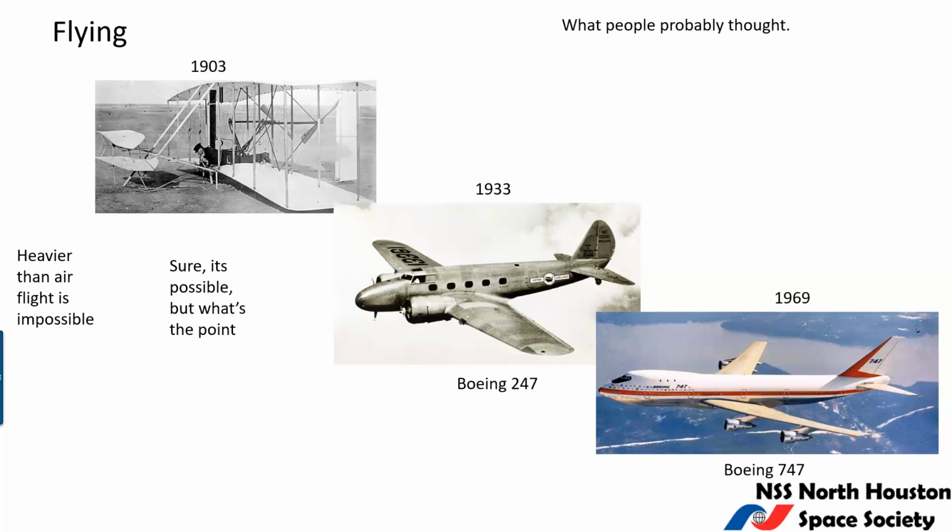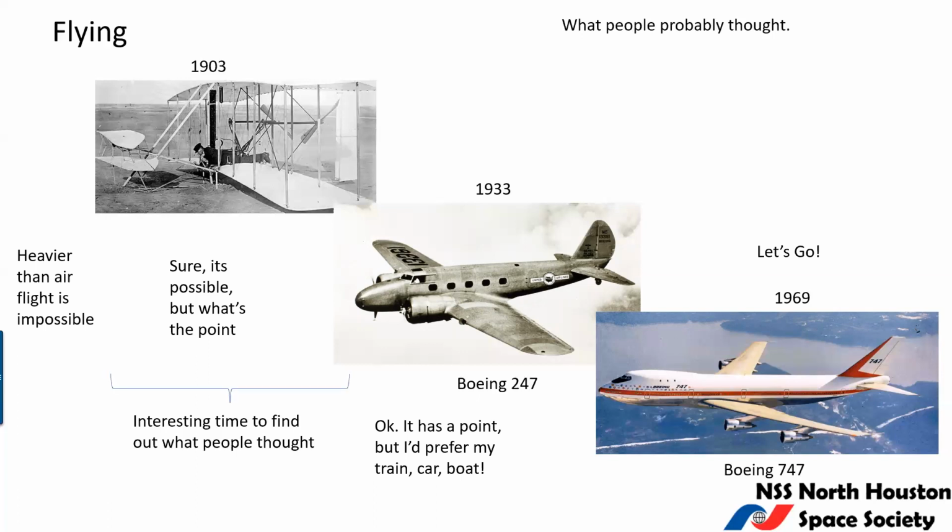And then, of course, by the time you got the Boeing 247 coming along, they're like, okay, maybe you do have a point. Maybe there is something to this aircraft after all. But probably the sentiment at the time was, I think I'll keep my feet on the ground in my train, in my car, in my boat. And then, I would imagine that maybe in 1969, people are like, hey, let's get on the plane and let's go.